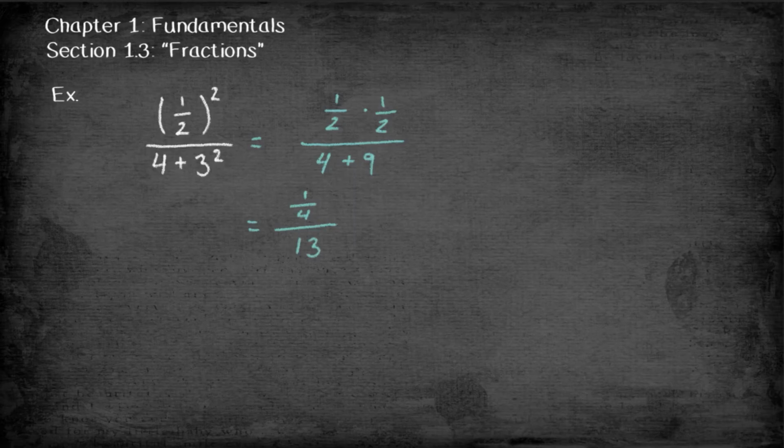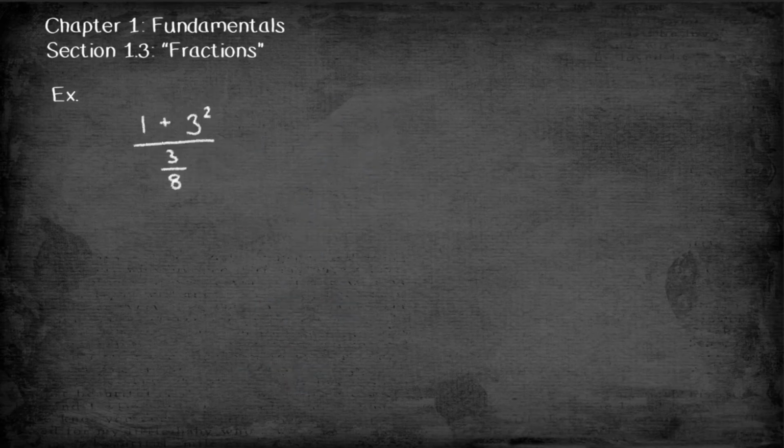And this is just like one of the previous examples. We're going to bring that 1/4 out front so that we have now 1/4 times 1 over 13. Finally, we're going to multiply straight across to get 1 over 4 times 13, which is 52.